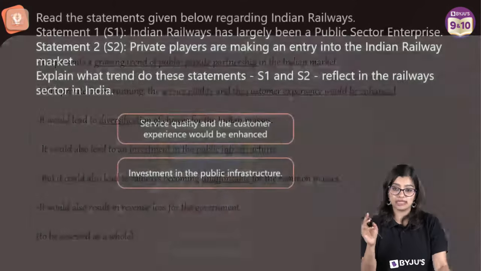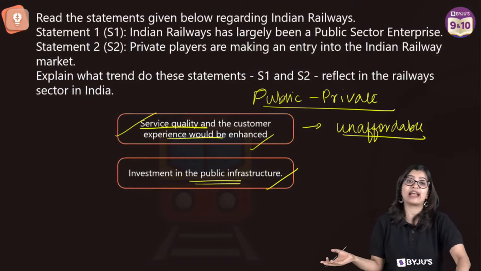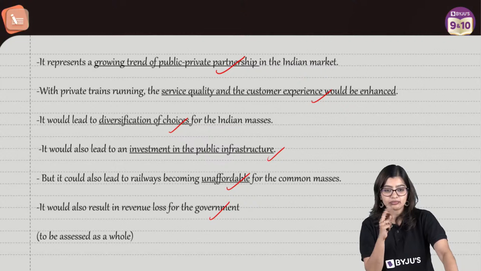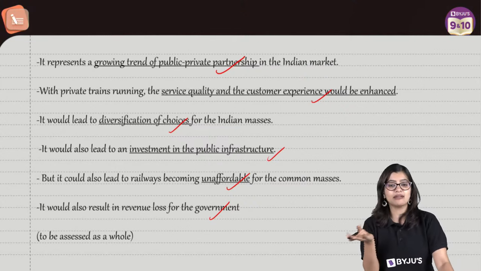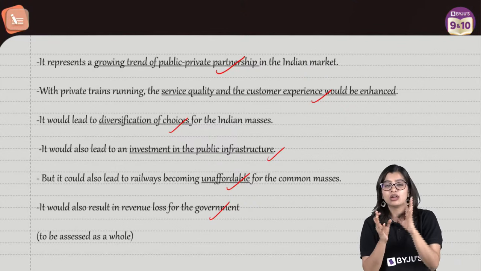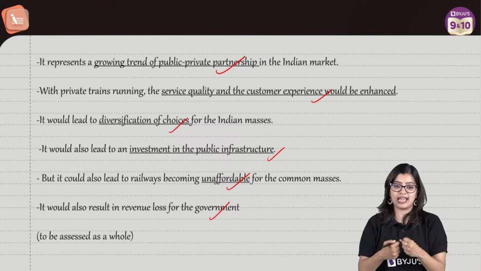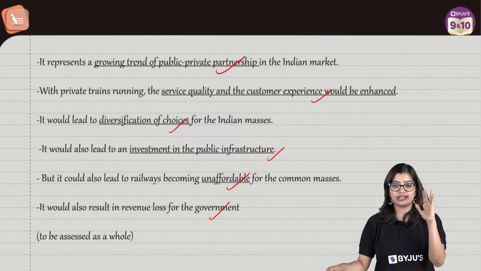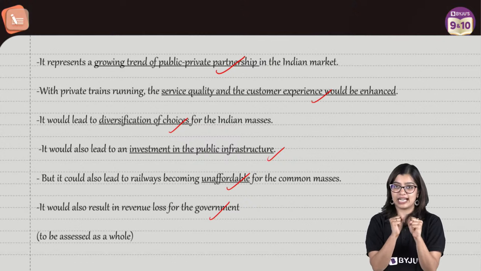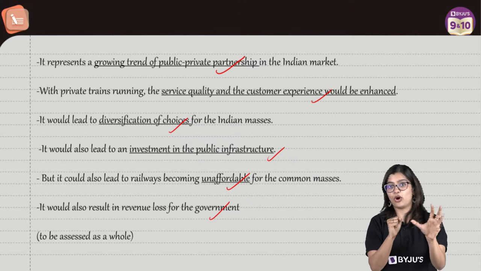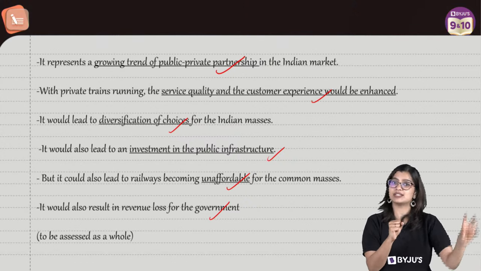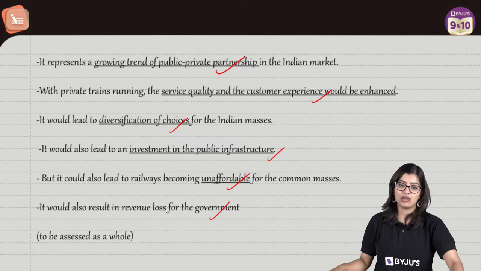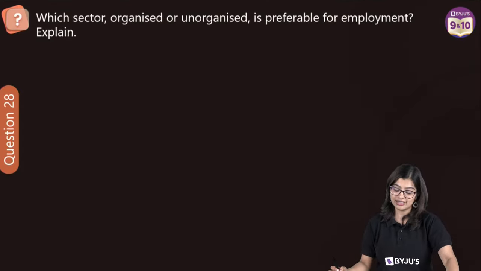Ma'am, should we write both? Yes, you have to write both because they are asking you to reflect on what would happen to the sector, which means you can give both. Asgar, they are asking you, if the private and public sector tie up, what are the advantages and disadvantages? The advantage is that people are getting more choices, better service, better quality. The disadvantage is that it could be expensive. All for 3 marks, right?